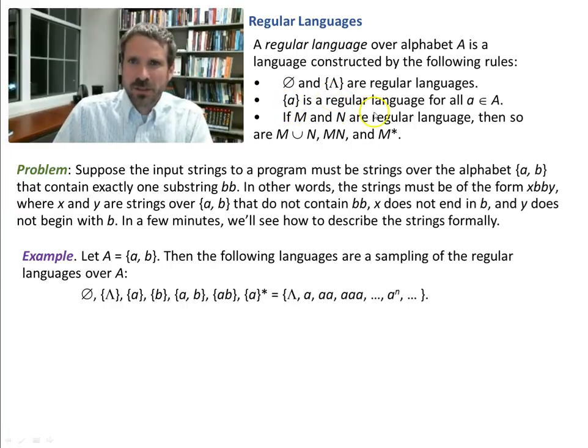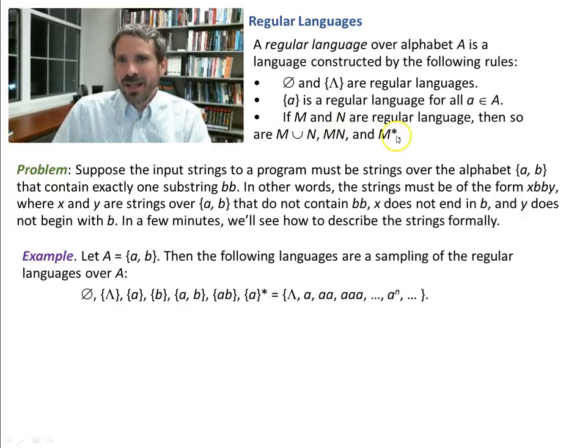A itself, the singletons, are regular languages, and then if you have regular languages, then you can build them up this way. You can union them, you can multiply them, the product, and then we have this closure operation we'll talk about.